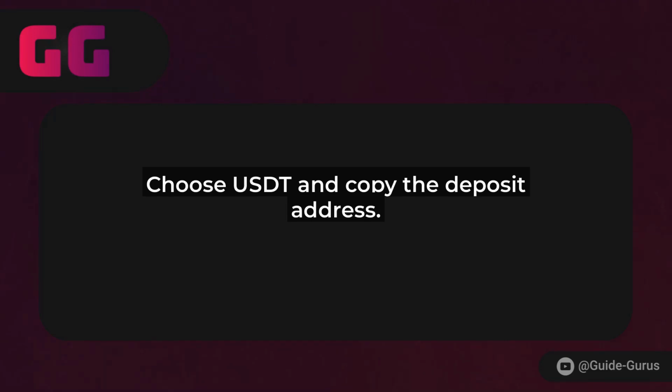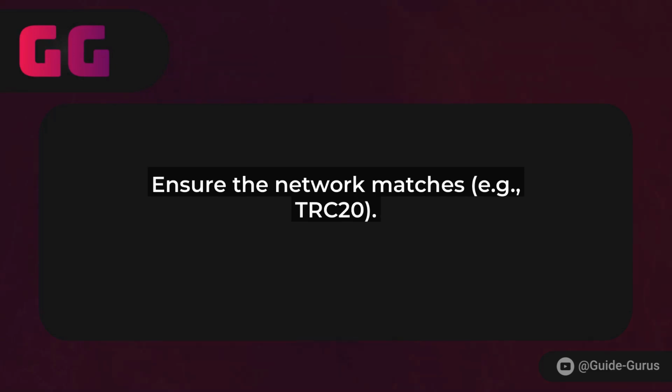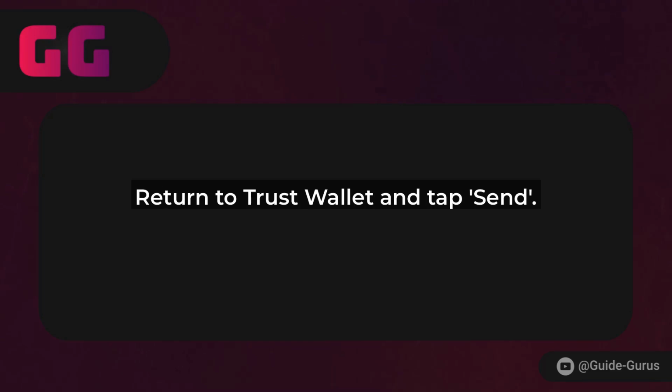Next, hop over to the Bitmart app or website. Log in to your account and go to the deposit section. Select USDT as the cryptocurrency and choose the appropriate network, like TRC20 or ERC20, depending on what Trust Wallet uses for your USDT. Bitmart will generate a unique deposit address. Copy this address carefully, as it's crucial for the transfer to go through.